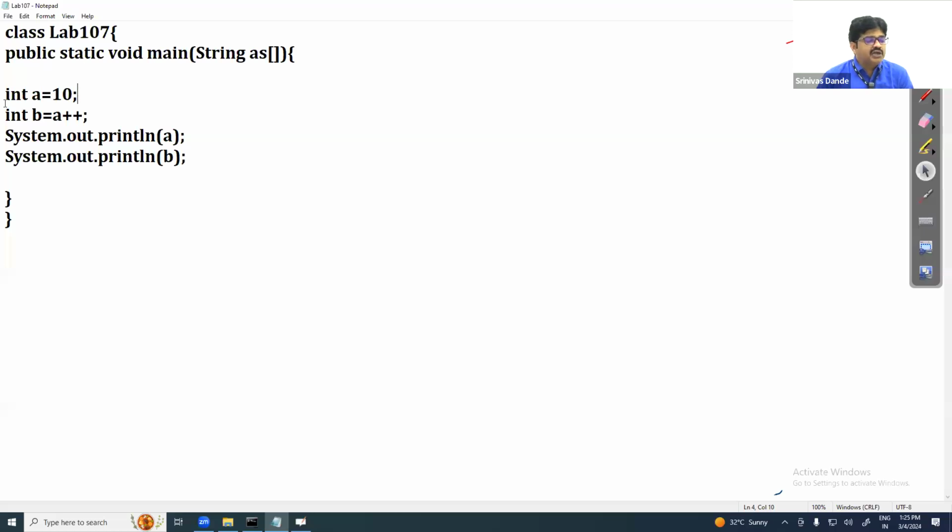First assignment or increment? Postfix it is. First assignment. So 10 will be assigned to B. Then A will be increased. So A is 11, B is 10. A11, B10. Pavitra, you reversed your return.